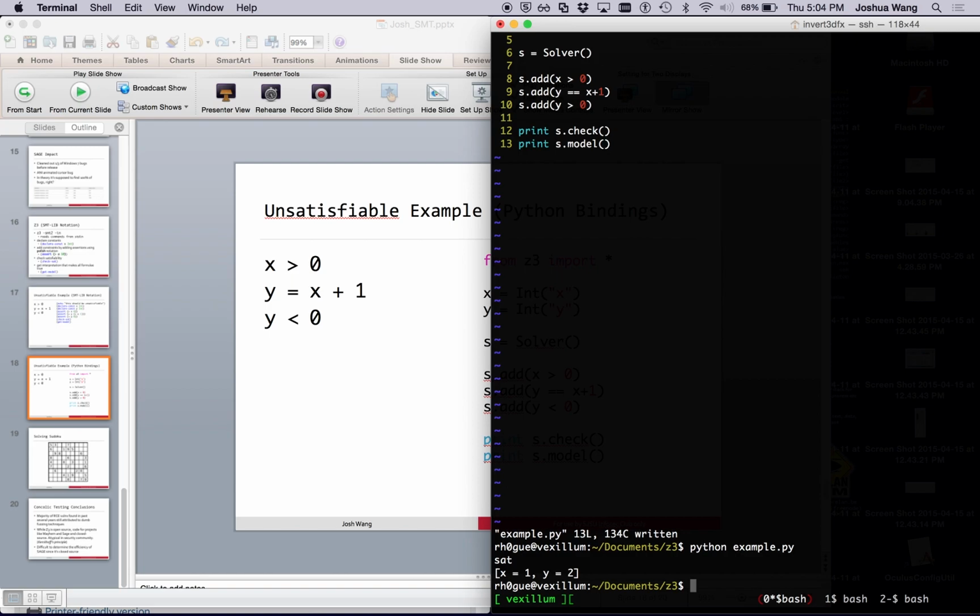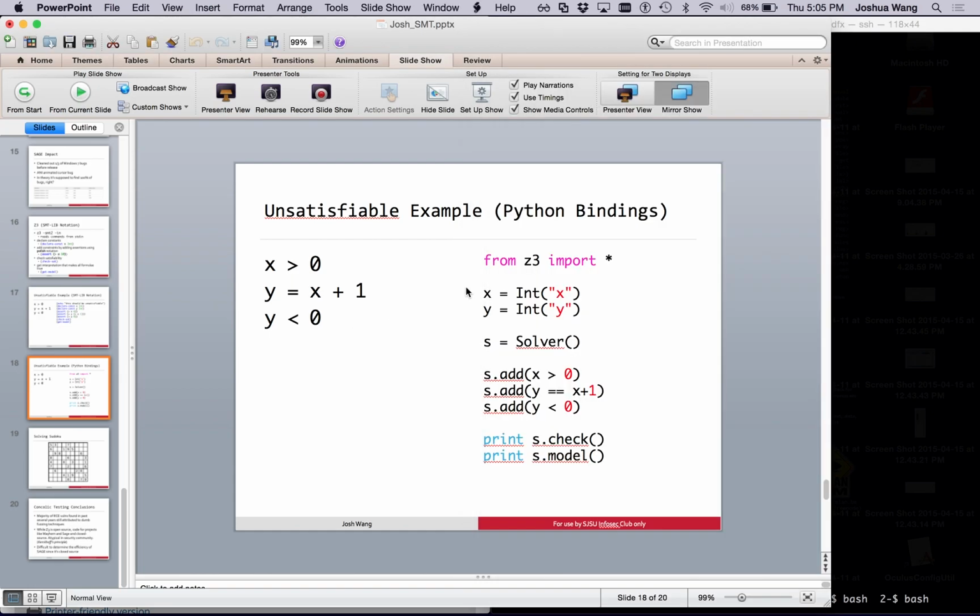So I prefer using the Python bindings. I don't really like adding constraints in Polish notation. But yeah, I think this is a lot easier to read also. So this code makes sense.